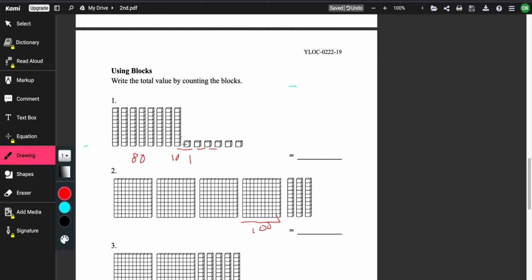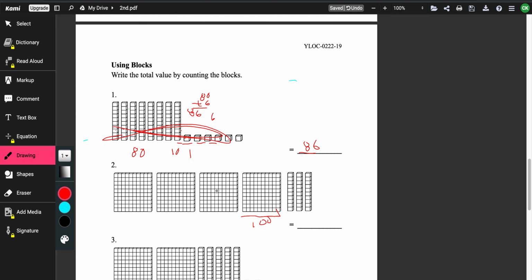Let's count how many ones there are. 1, 2, 3, 4, 5, 6. There are 6 ones, meaning that equals 6. However, we need to combine these values, 80 and 6, together to make one whole value. So we're going to do 80 plus 6, which equals 86. So the whole total value of all of these blocks would be 86.